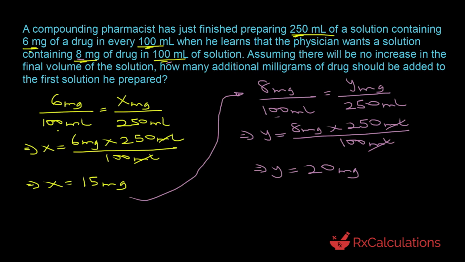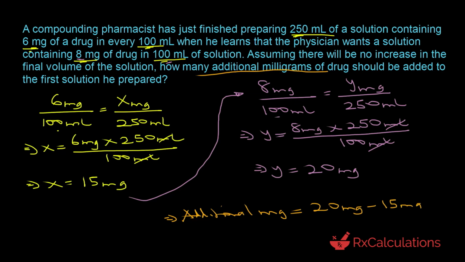To actually answer the question which is being asked, which is how many additional milligrams of drug, what we need is the difference. So that would imply that the additional milligrams is going to be equal to the 20 milligrams minus the 15 milligrams, and that is going to be equal to 5 milligrams. So we just applied the ratio and proportion method to solve 3 strategically selected examples. And by doing this, essentially you should have a good handle on how to solve any kind of problem using ratio and proportion.